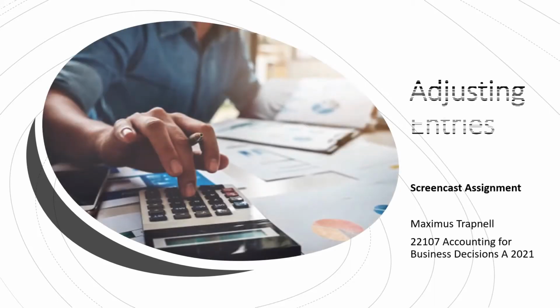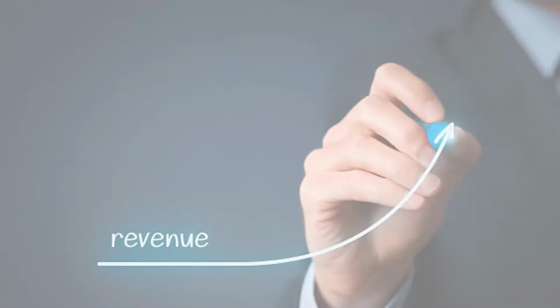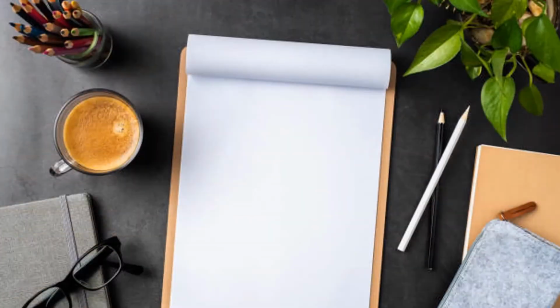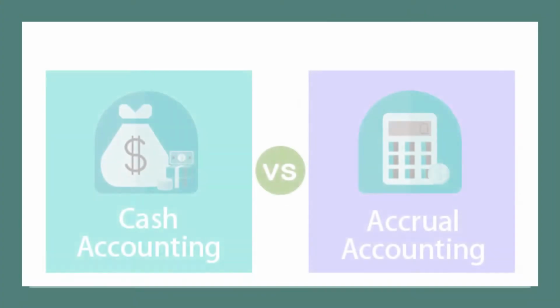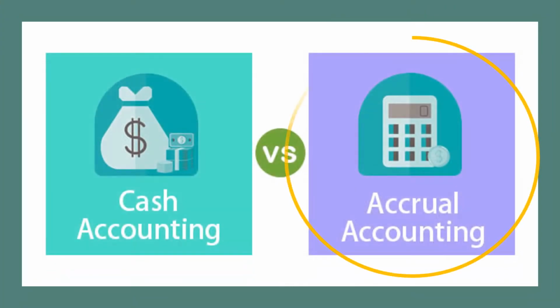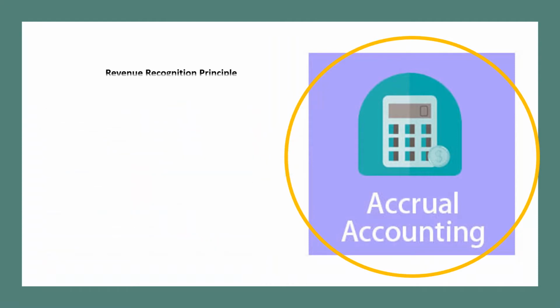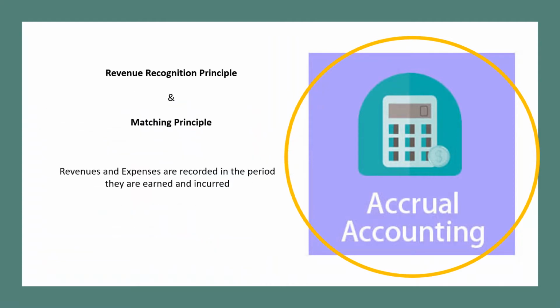Adjusting entries within the accounting cycle. The purpose of adjusting entries is to record revenues and expenses that have been earned and incurred respectively, but not recorded. This process relates to the accrual-based accounting method that follows the revenue recognition principle and the matching principle. These state that revenues and expenses are recorded in the period they are earned and incurred respectively.